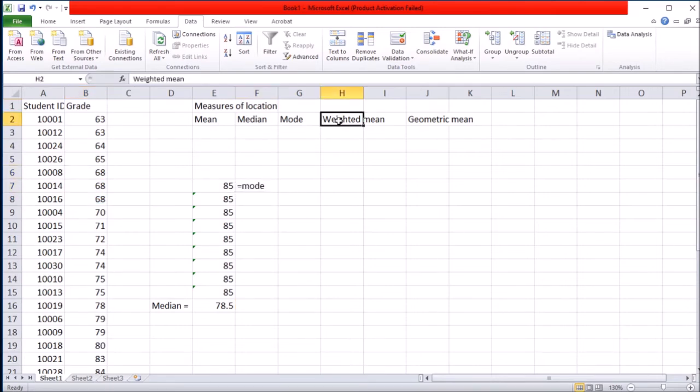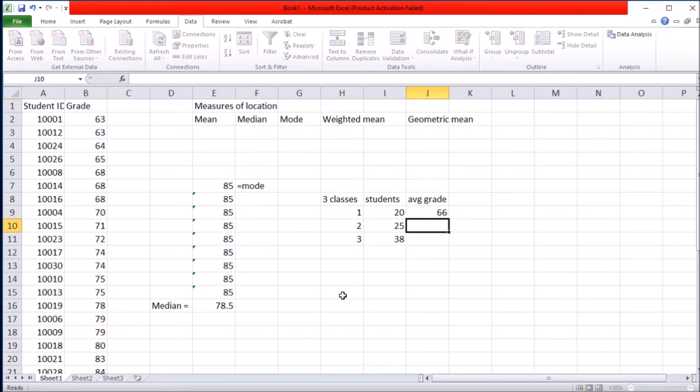Next, weighted mean. Let's say you have 3 classes, 1, 2, and 3. And the class size is different. Let's say you have 20 students in the first class. Let's say you have 25 students in the second class. And let's say you have 38 students in the third class. And let's say you have average grades for each of the classes. Say 66, 68, and 82.